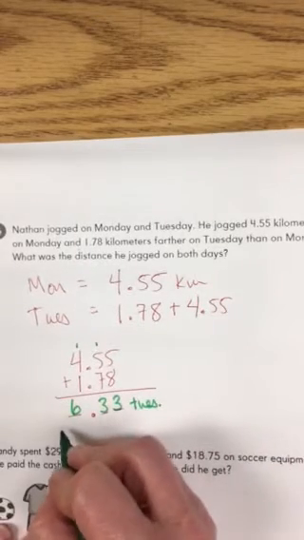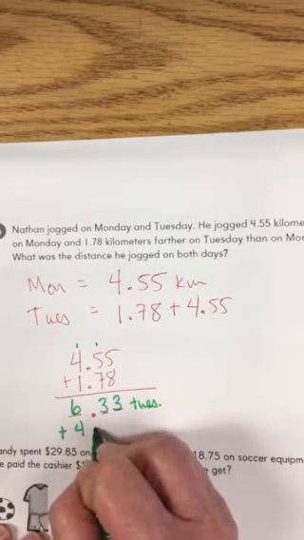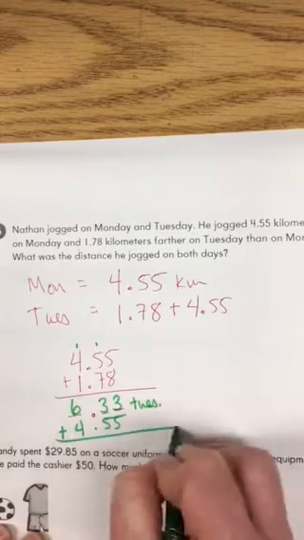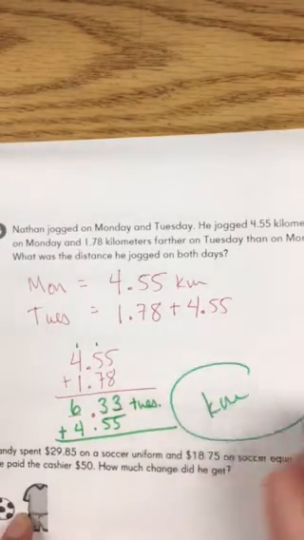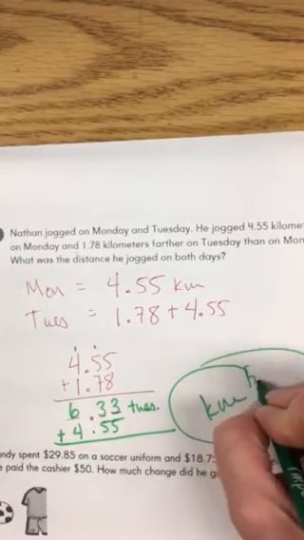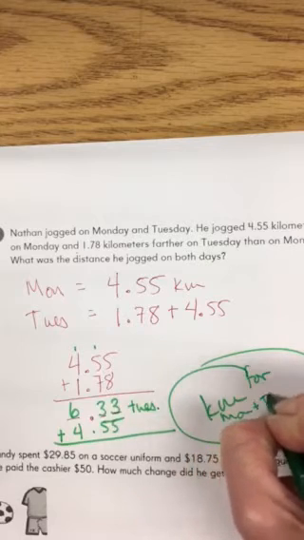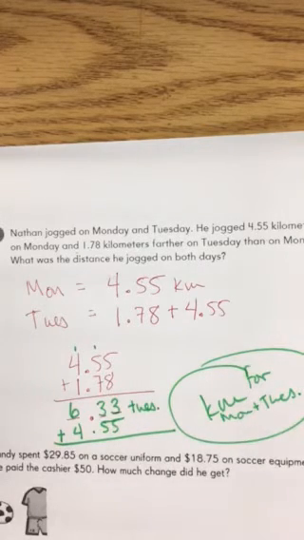Then to that, I also have to add back in what he ran for Monday. And that would give you the final answer. Make sure you label kilometers, right? You might even want to write for Monday and Tuesday. Okay, what other word problems?